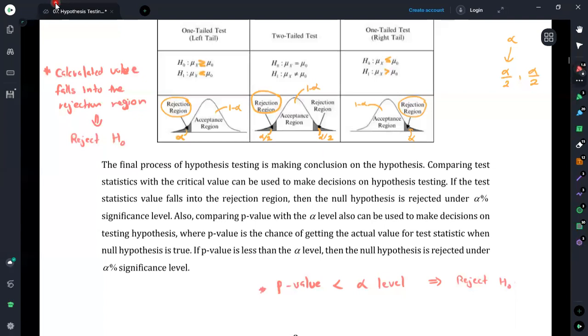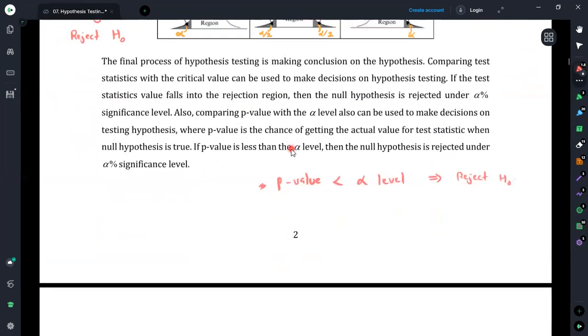Therefore, for the rules of decision making, we can consider that if the calculated test statistic value falls into the rejection region, then we have to reject the null hypothesis, or else if the output that we are getting is a p-value, and the p-value is less than the alpha level, then again we have to reject the hypothesis.